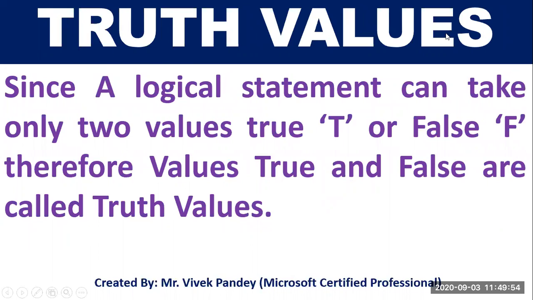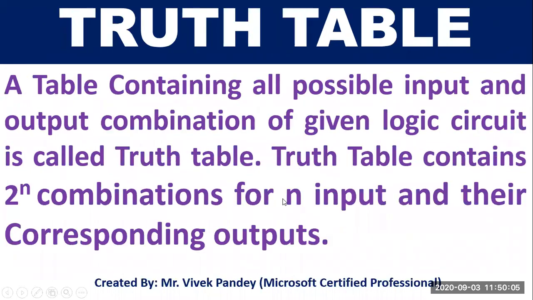What is truth value? Since a logical statement can take only two values, true or false, therefore value true and false are called truth values. What is truth table? A truth table is a table containing all possible input and output combination of a given logic circuit. Truth table contains 2 to the power n combinations for n input and their corresponding outputs.